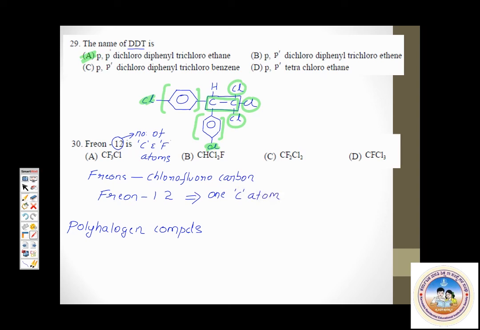So check which option has one carbon and two fluorine. Option A has one carbon, three fluorine. So that doesn't match. Option B has one carbon, one fluorine. Also not a match. Option C has one carbon, two fluorine. Our focus is on carbon and fluorine. So one carbon, two fluorine. That's what makes it Freon 1, 2. So option C must be the correct answer.